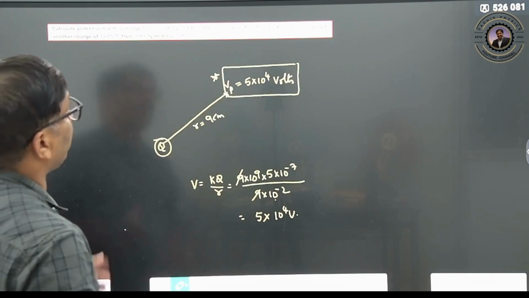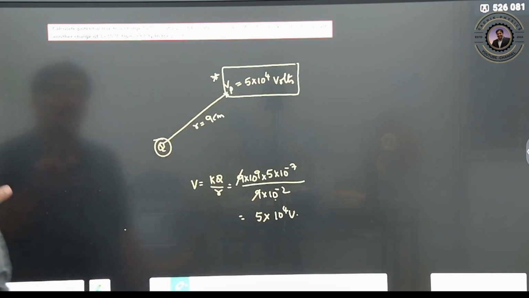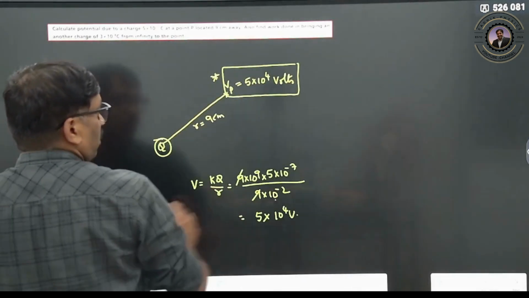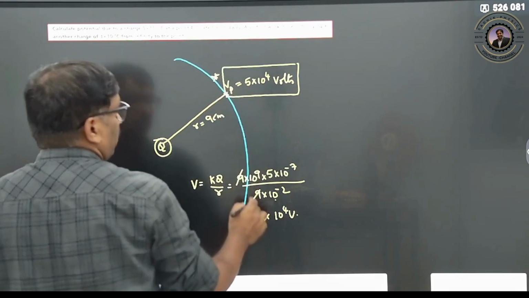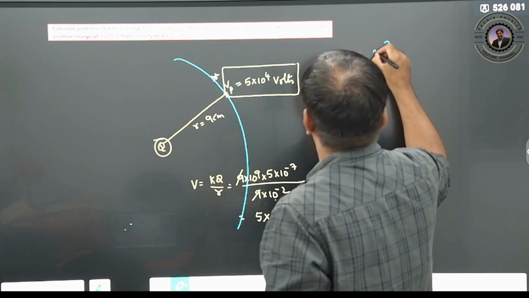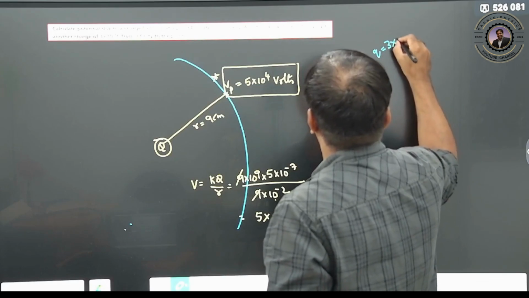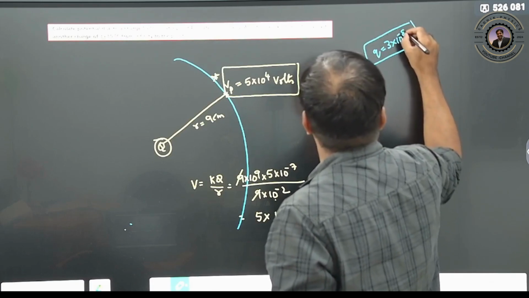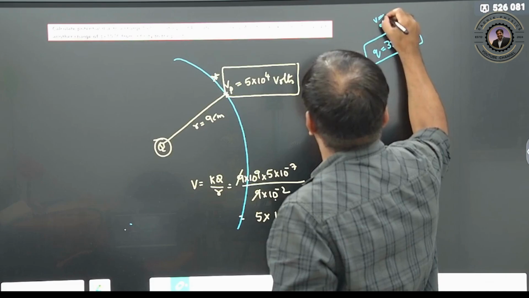Also find the work done in bringing another charge from infinity to that point. This is the point creating the potential now. So what you have to do is bring a charge, small q, of 3 into 10 to the power of minus 8 coulomb, which is at infinity where the potential was 0.